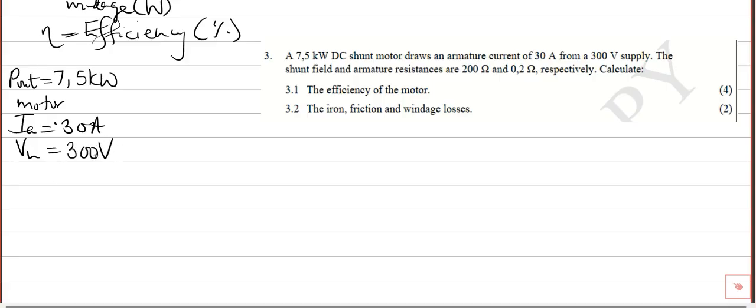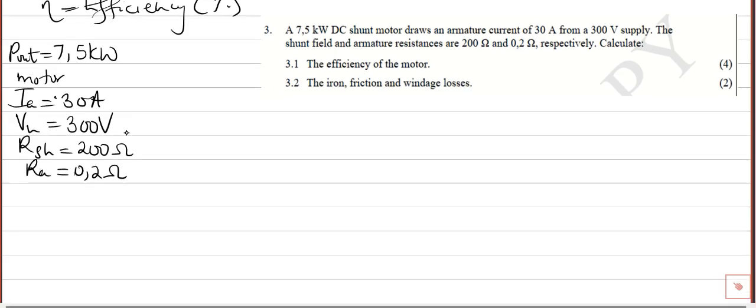It says the shunt field and armature resistances are 200 ohms and 0.2 ohms respectively. So the first resistance is our shunt, R shunt 200 ohms. The second mentioned one, RA, 0.2 ohms. Then the question says calculate the efficiency of the motor. So this is our given information. First question says calculate the efficiency of our motor.